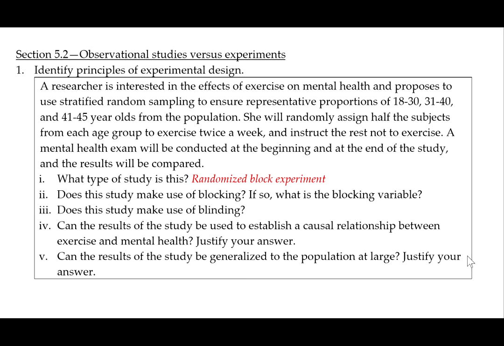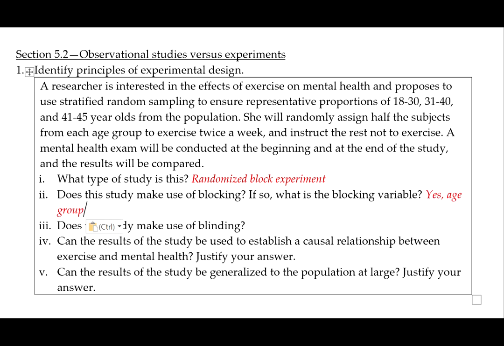So does the study make use of blocking? Those age groups are called the blocking variable. So yes, the blocking variable is age group. We have this way of dividing up the observational units before we are dividing them up into treatments. And that way of dividing them up before we assign treatments is called the blocking variable.